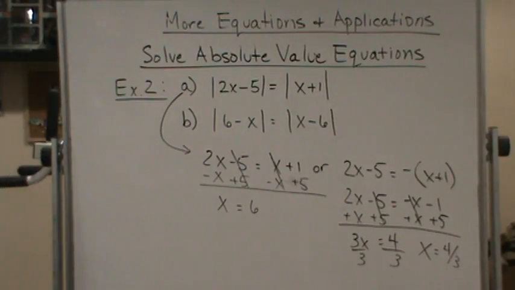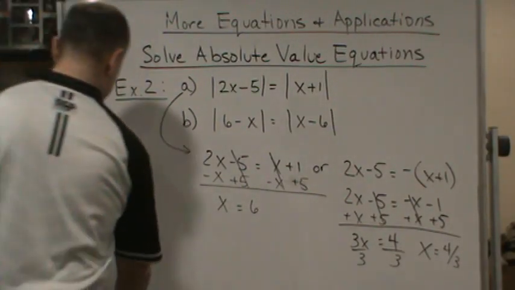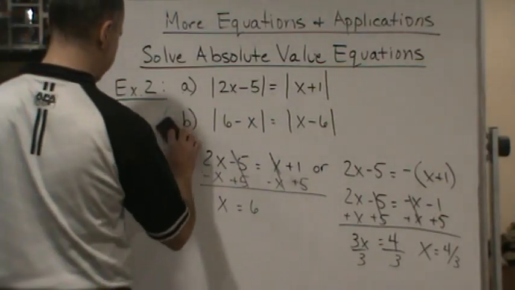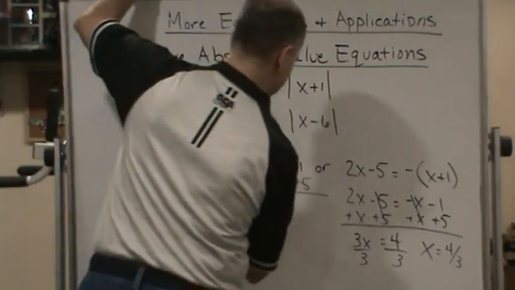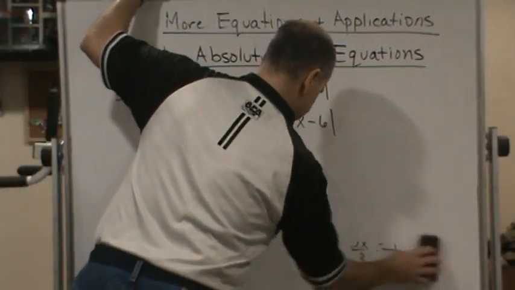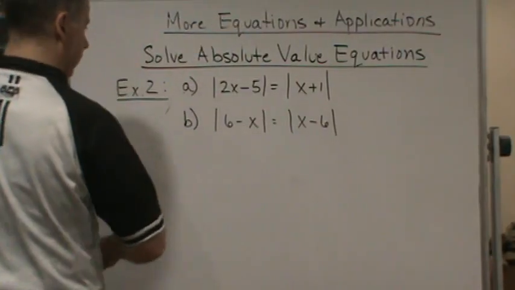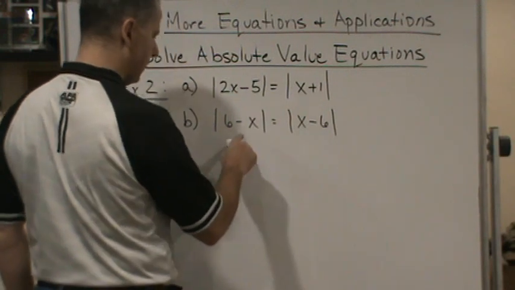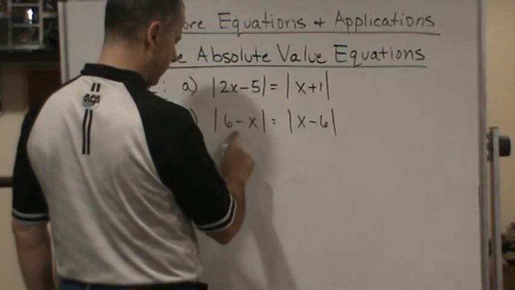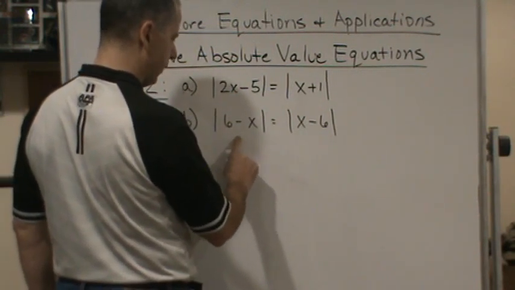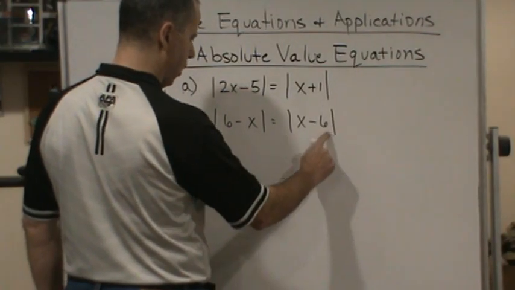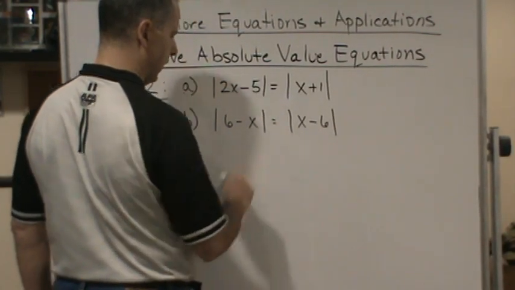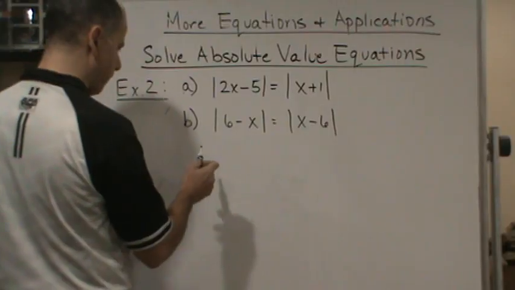All right, now for part B, it's going to be the same thing, right? For part B, it's the same situation. Now, notice here that this absolute value expression is almost the same as this one, except this one's flipped. Let's see what happens here.